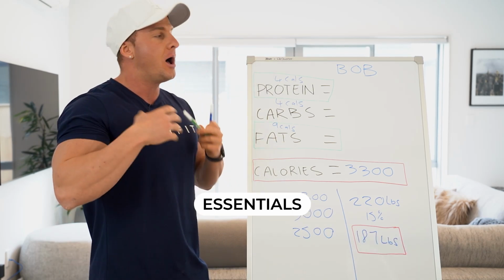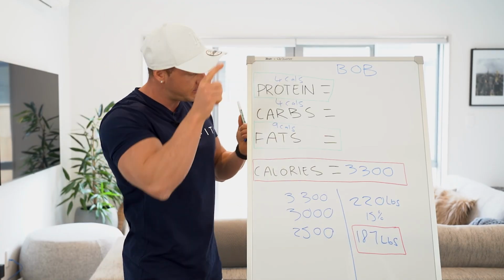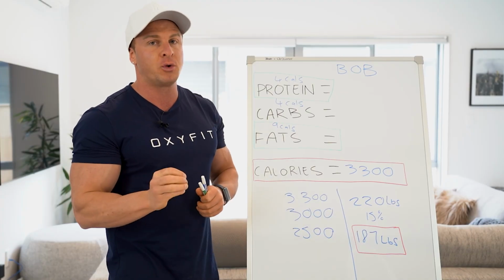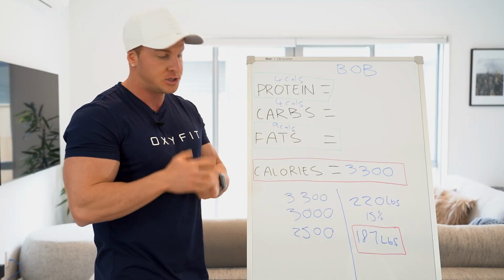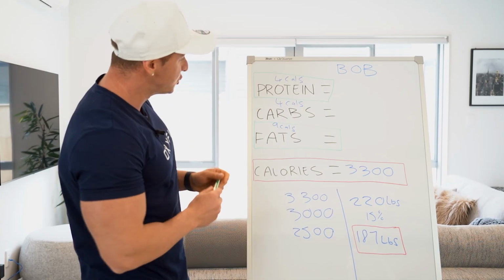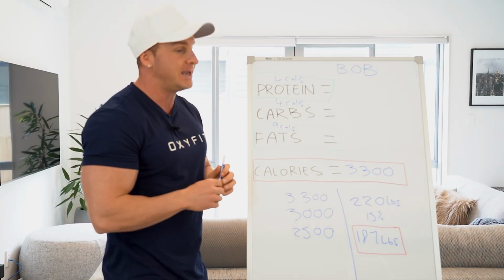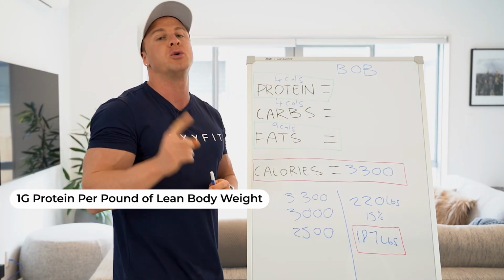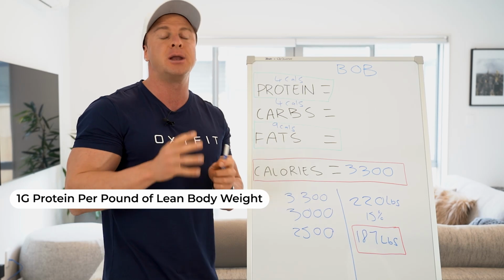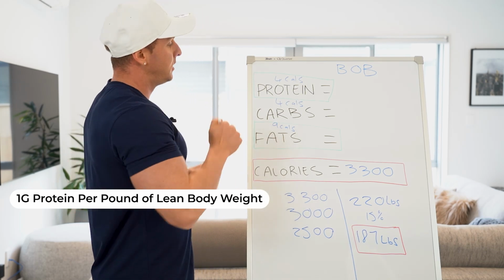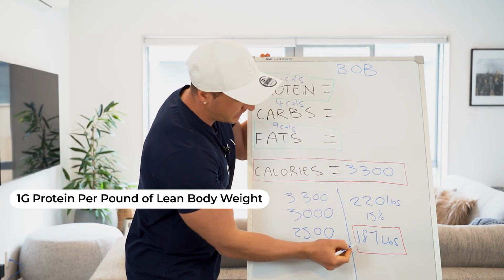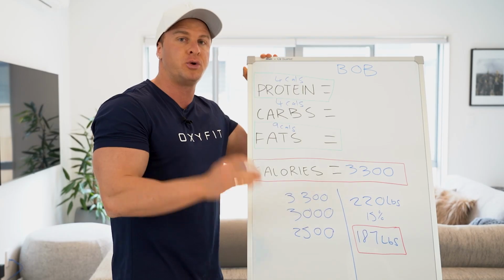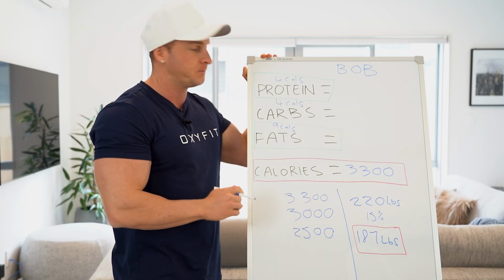So, for this reason, I advise we work out our protein macros, our fat macros, and then depending on how many calories we have left, fill up the remaining calories with carbohydrates. So, let's get started. First off, we are going to work out how much protein we need. My recommendation is to consume 1 gram of protein per pound of your lean body weight. That means we need 187 grams of protein per day as a minimum requirement.